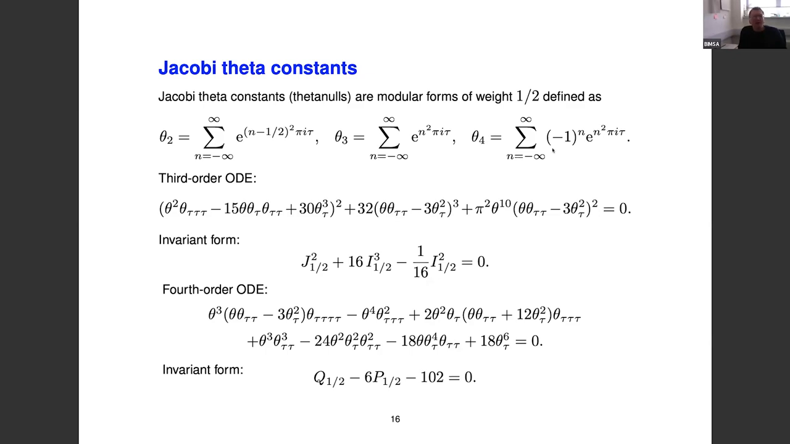These are theta constants. It is well known that all three theta constants satisfy one and the same third order equation, which was known to Jacobi. Jacobi derived this third order ODE. In terms of the invariants, this ODE takes quite a simple form. Also, all these three theta constants satisfy a fourth order ODE, which is shown here, and its invariant form is very simple. It's just this. Okay, a few more examples.